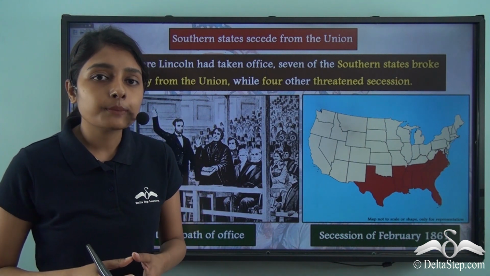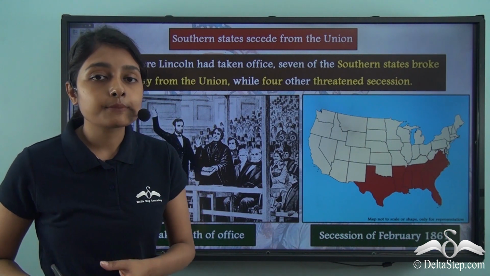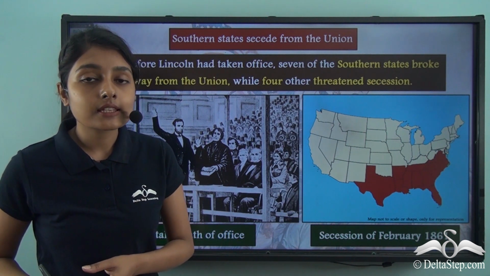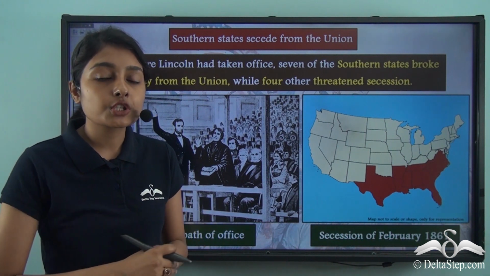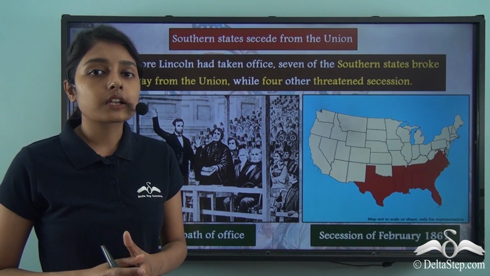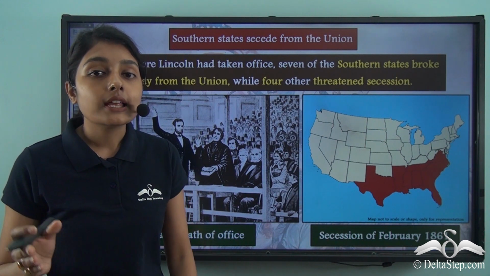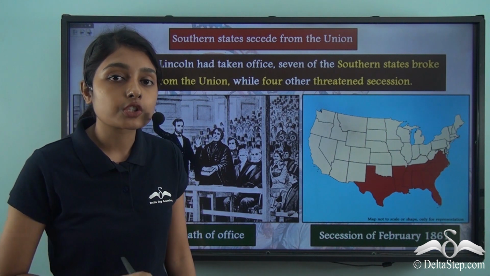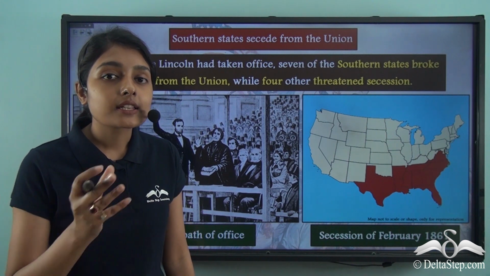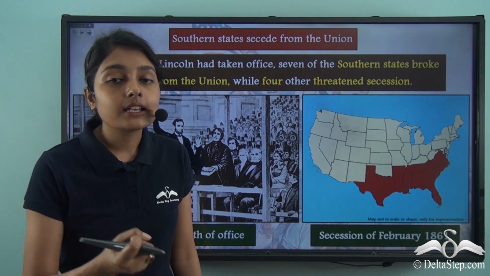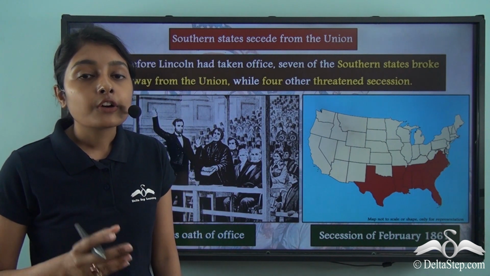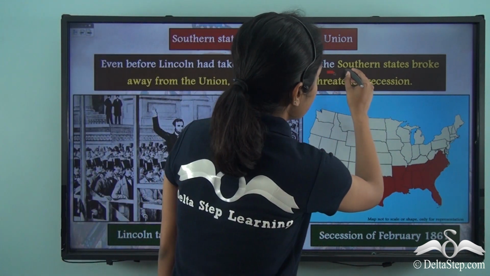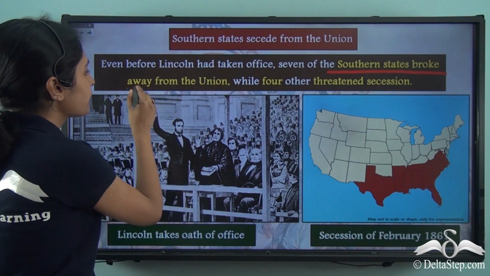Even before Abraham Lincoln took his oath and came to office, the southern states started organizing themselves to secede from the Union. Abraham Lincoln was in no way willing to let them break free of the Union, that is, break free of the federal structure of government. But the southern states illegally came out of the Union. Firstly, 7 of the southern states broke away from the Union.